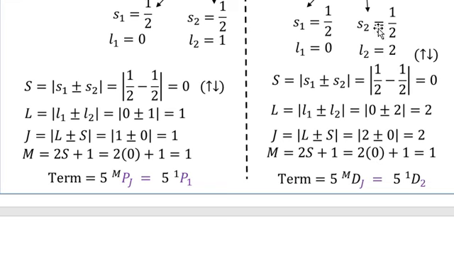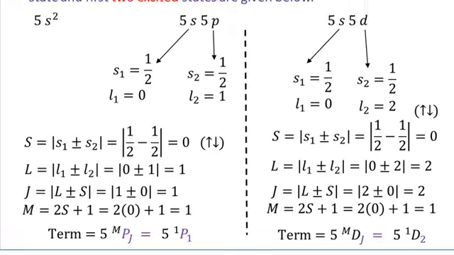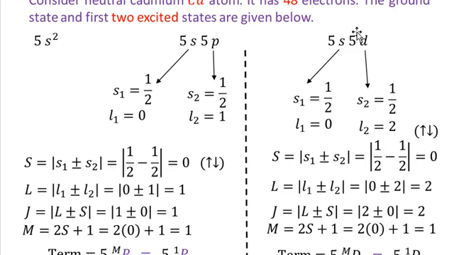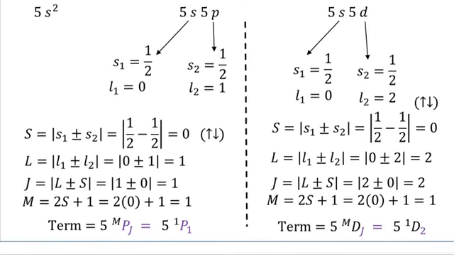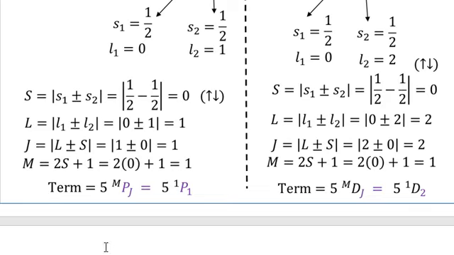So I have the two excited states, represented by 5s and 5p. The second excited state is 5s and 5d, and I have written their corresponding states as 5 1P1 and 5 1D2.